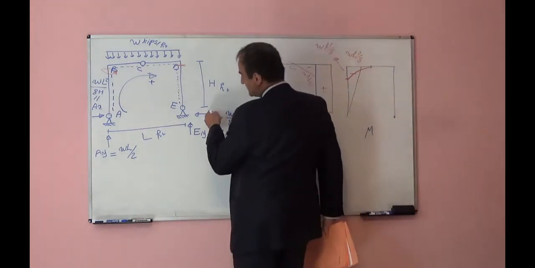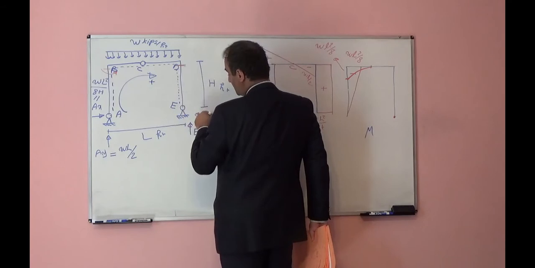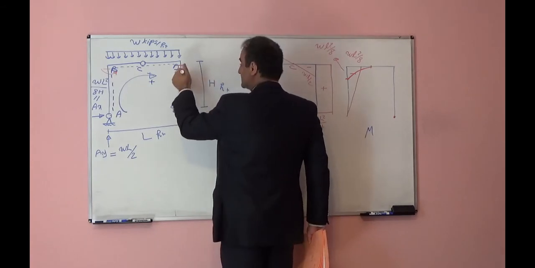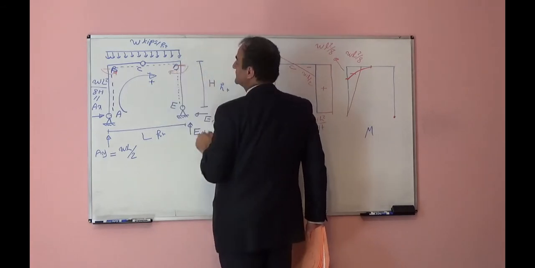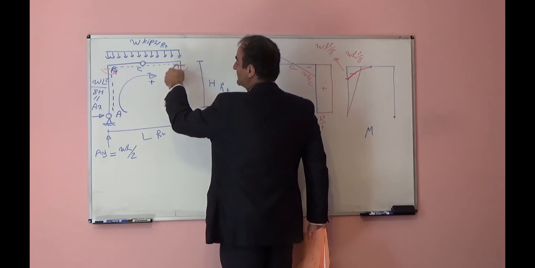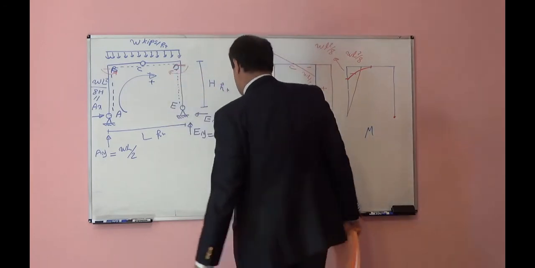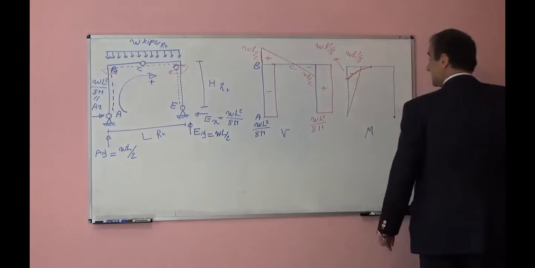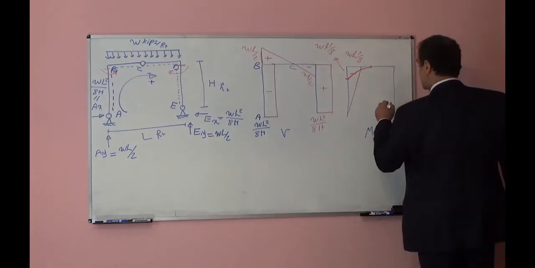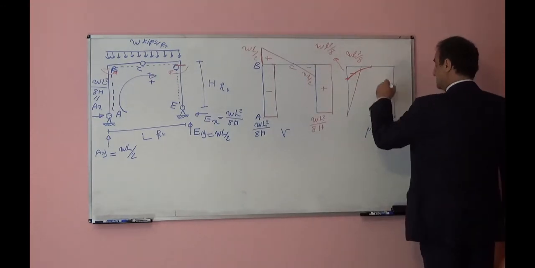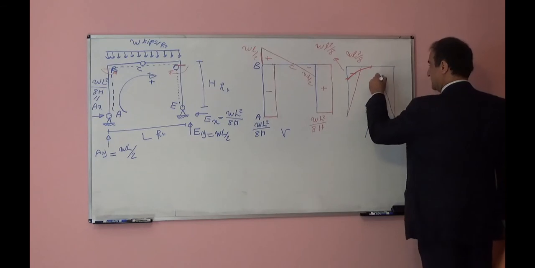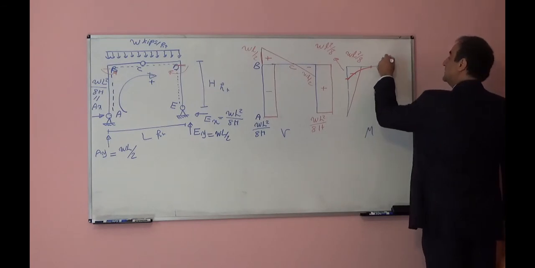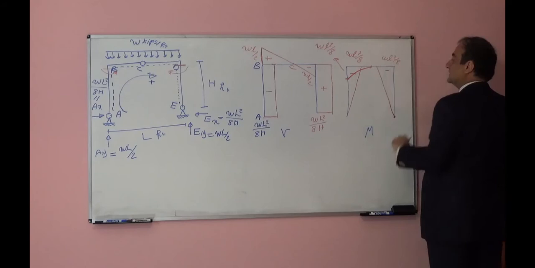Why? Because you see, respect to this point, this load times distance, it rotates like this and it creates compression in dashed line. So it is negative. Negative, again, WL squared over 8.